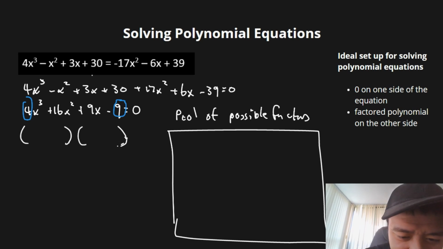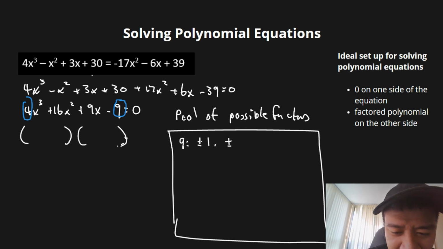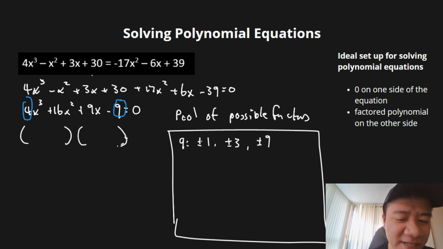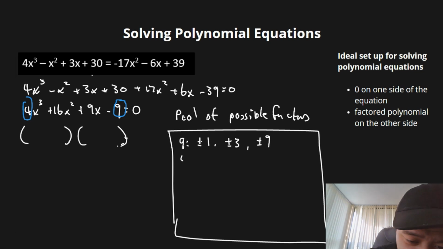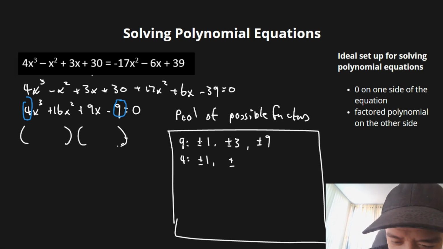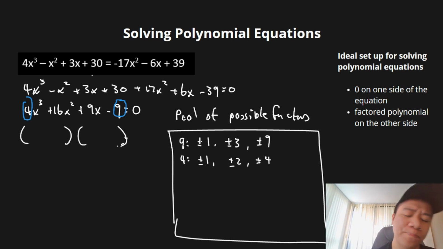So for 9, all the numbers that multiply to get to 9, we have 1, 3, 9. I'm going to write the positive and negative versions of them because technically we can multiply like -3 with -3, or -3 with +3 to get -9. I'm going to do this. So for 4, positive and negative 1, positive and negative 2, positive and negative 4.